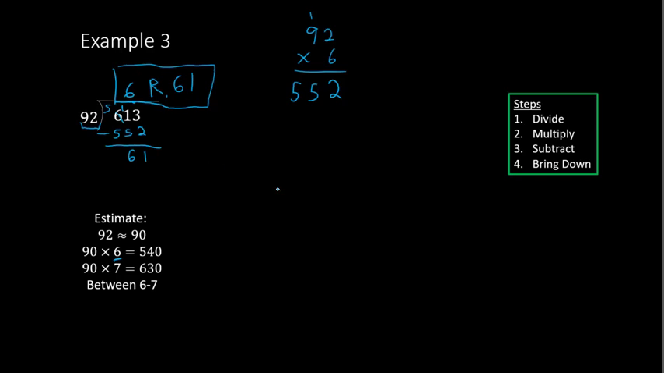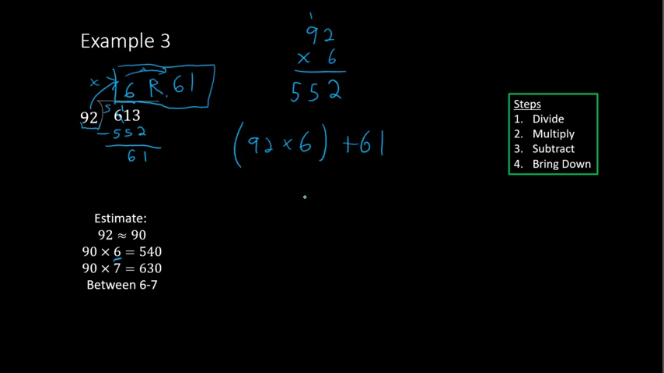Alright, but here this works. We have 6 with a remainder of 61. And again, we can double check our answer by multiplying the 92 times the 6, and then adding the 61. So we can check by doing 92 times 6, and then add that with 61. So let's try that quick.